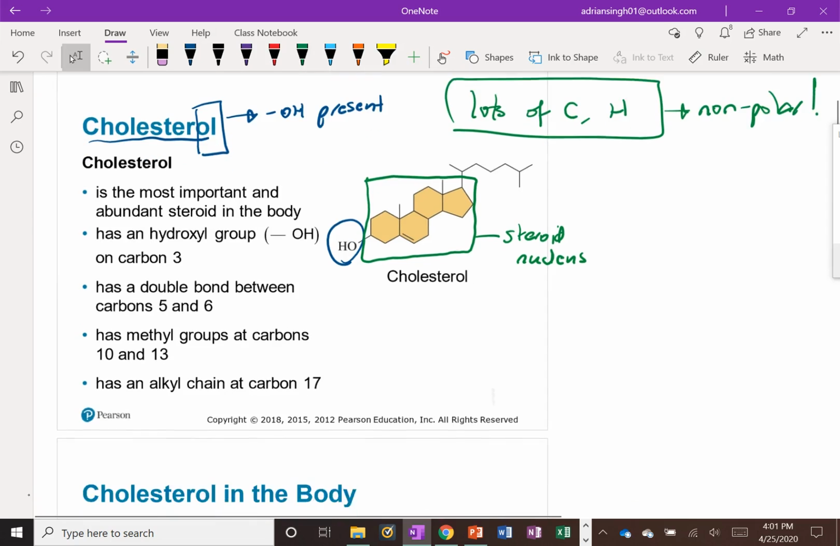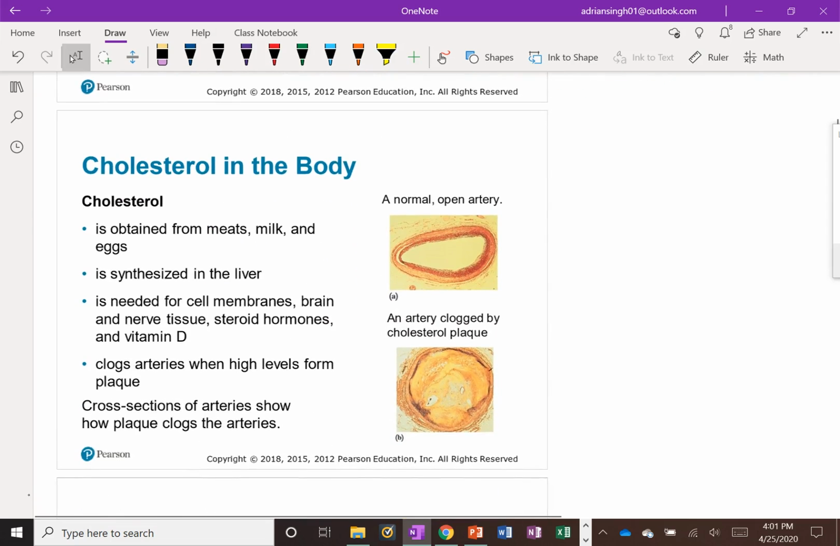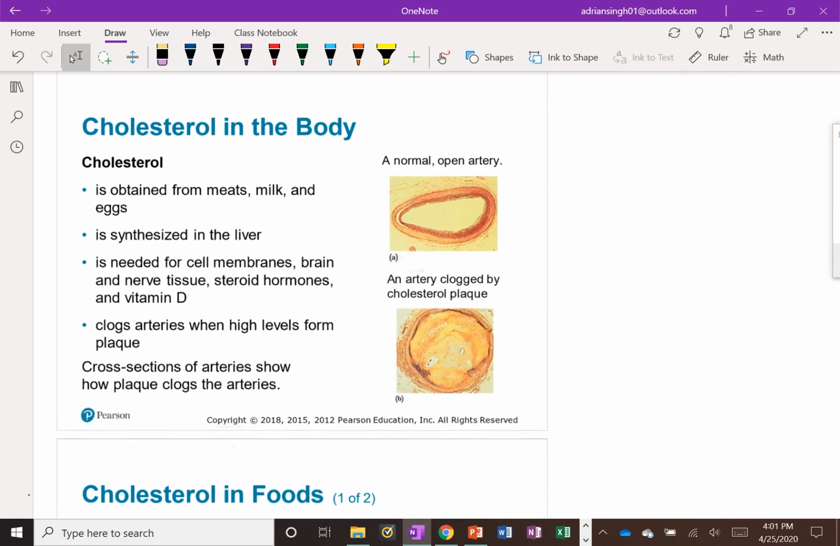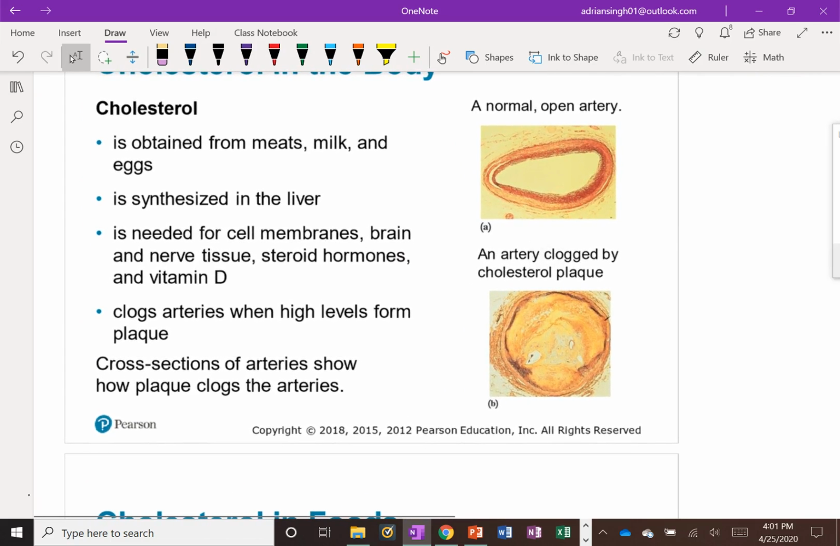All right, so cholesterol, most important steroid in the body. You get it from your diet, for example. It's also actually made in the liver. And it's needed for a variety of things. It's needed for the cell membranes. It's needed for your brain and nerve tissue, for different steroid hormones. And it's also needed in the synthesis of vitamin D. If there's too much of it, just like when there's too much of anything, it can cause problems. Specifically, it can clog your arteries by the buildup of this thing called plaque. And as a result of that, it can lead to restricted blood flow and high blood pressure as well.